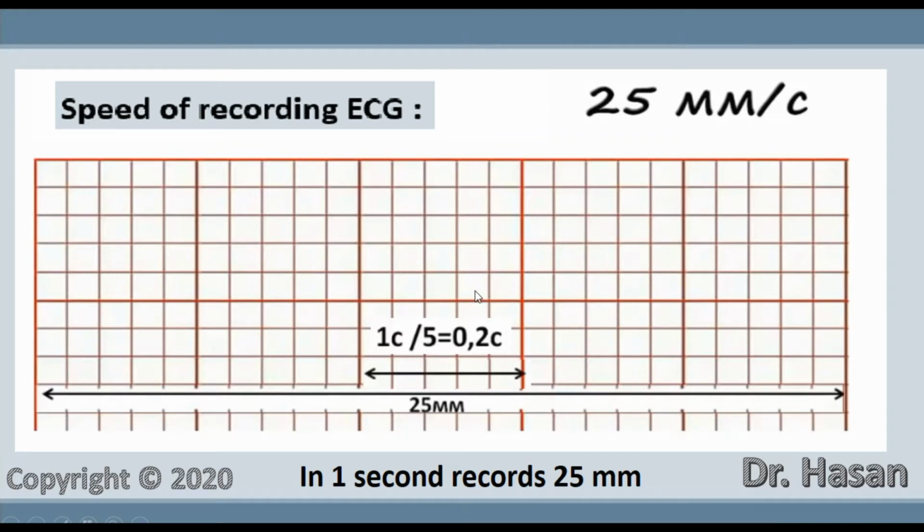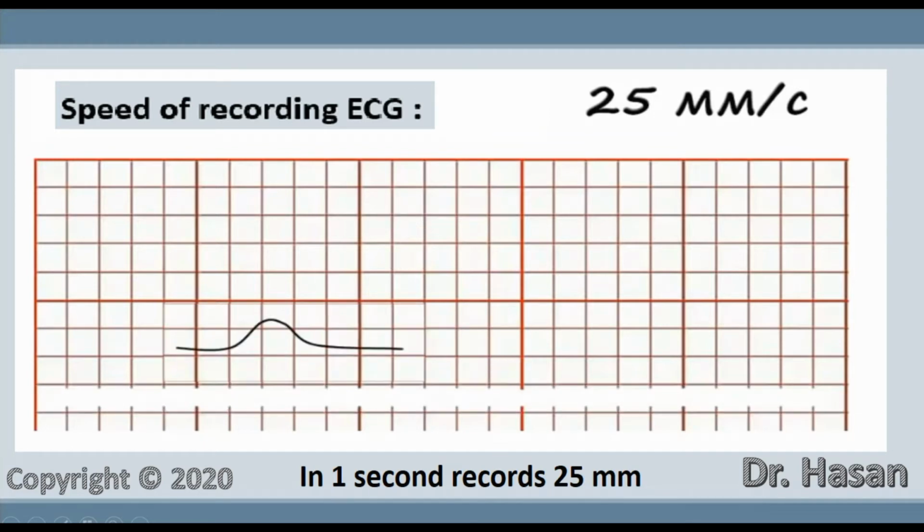Accordingly, 1 small cell will be equal to 0.2 seconds divided by 5. It will be equal to 0.04 seconds. Let's summarize. At an ECG speed of 25 millimeters per second, the duration of 1 small cell is 0.04 seconds, and the duration of 1 large cell is 0.2 seconds.